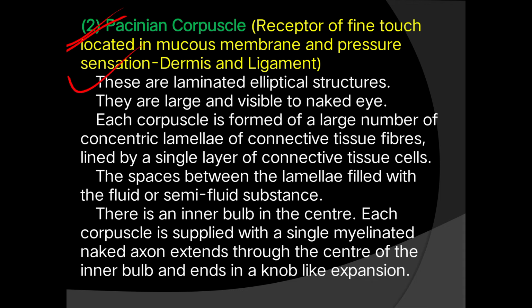They are lamellated elliptical structures. They are large and visible to the naked eye, and each capsule is formed of a large number of concentric lamellae of connective tissue fiber lined by a single layer of connective tissue cells, and the spaces between the lamellae are filled with a fluid or semi-fluid substance. There is an inner bulb in the center, and each capsule is supplied by a single myelinated naked axon that extends through the center of the inner bulb and ends in a knob-like expansion.